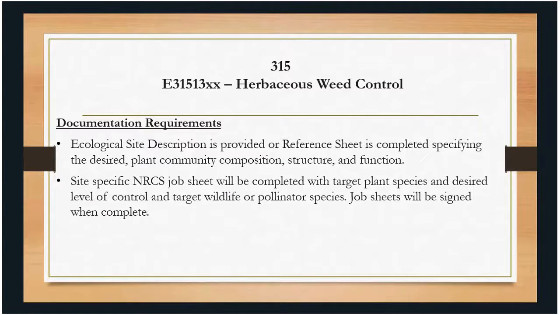On the documentation requirements, they want the site description or the reference sheet specifying the desired plant community that you're targeting, and a job sheet that is complete with the target plant species, the desired level of control, essentially the herbaceous weed control spec sheet that we have already.